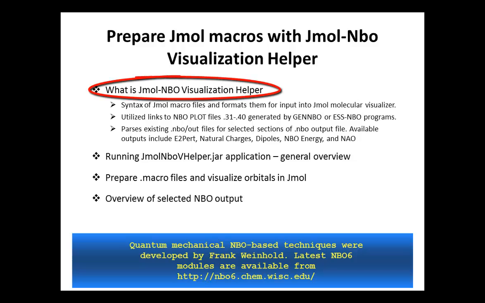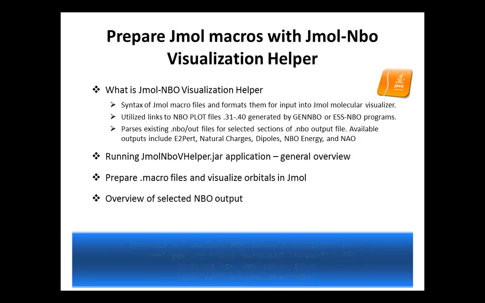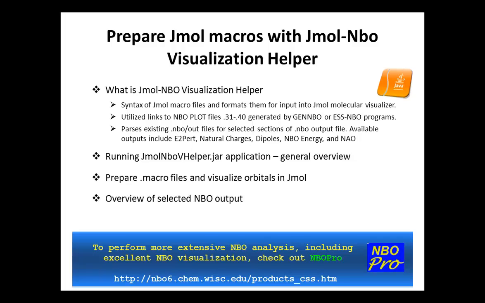So what is Jmol-NBO Visualization Helper? Jmol-NBO Helper is a Java-based application which offers a simple way of generating Jmol macro files for visualizing NBO-related orbital imagery in Jmol. To do that, NBO plot files have to be available and can be obtained from a variety of electronic structure systems that work with NBO modules. Jmol-NBO Helper also assists with inspecting selected outputs from GENNBO output files.